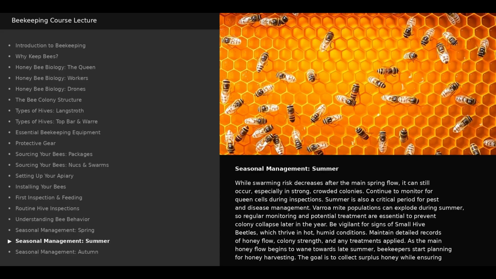As the main honey flow begins to wane towards late summer, beekeepers start planning for honey harvesting. The goal is to collect surplus honey while ensuring the bees retain enough stores for their own survival through the coming autumn and winter. Effective summer management maximizes honey yield while maintaining healthy, robust colonies.